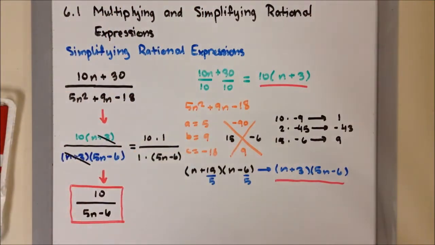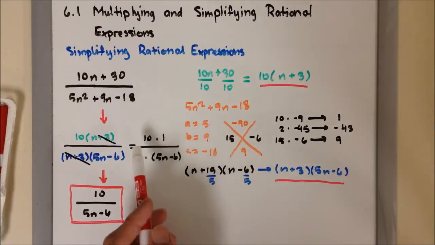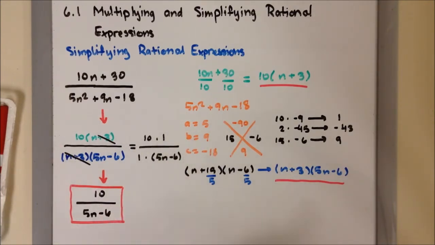I divide or cross out the common factors. They divide into 1, that's why I have 1s here. So basically I did 10 times 1 on the top, which is 10. 1 times 5n minus 6, which is just simply 5n minus 6. And that is our final answer.